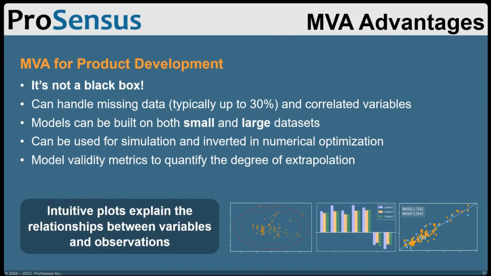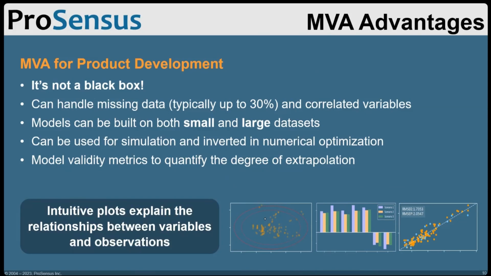It can be used for simulation, inversion, and numerical optimization. Of course, another important point. And the last one is that there are model validity metrics known as HT2 and SPE in multivariate modeling that help you during model building find and interpret outliers, and during simulation and optimization quantify the degree of extrapolation and avoid extraneous extrapolation.